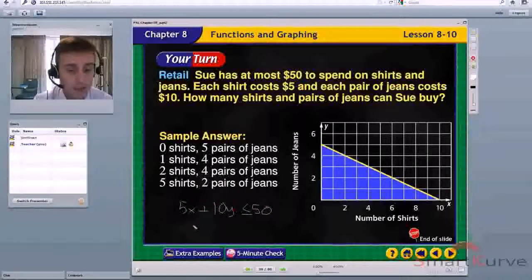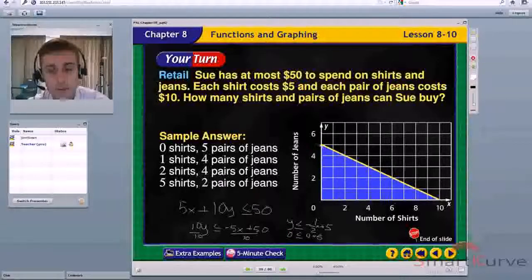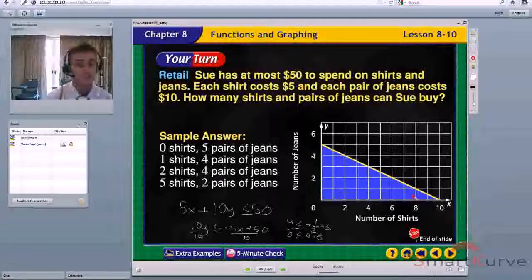We rearrange the equation again. 10y is less than or equal to negative 5x plus 50. Divide each side by 10. We have y is less than or equal to negative 1/2 x plus 5. We then plug in points to see if that's true. We can plug in 0, 0. Is 0 less than or equal to 0 plus 5? Is 0 less than or equal to 5? Yes. So we know that all points underneath this line are possible solutions.